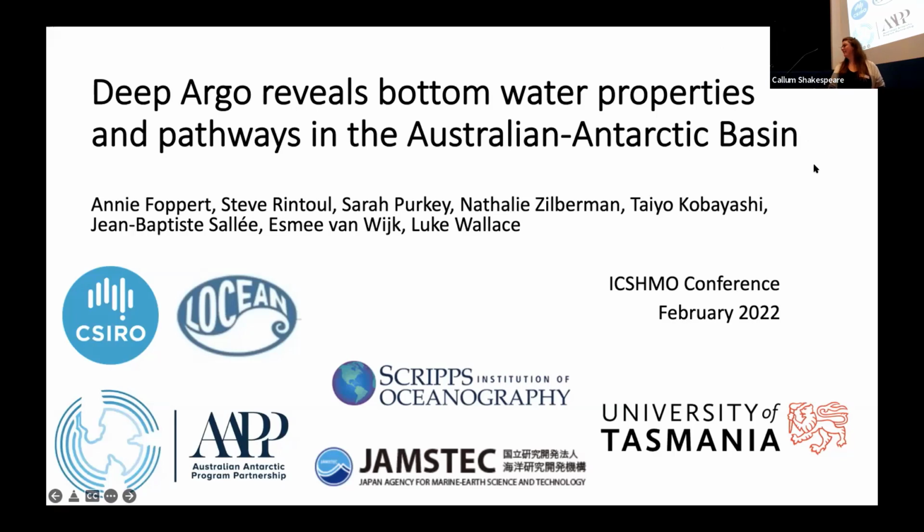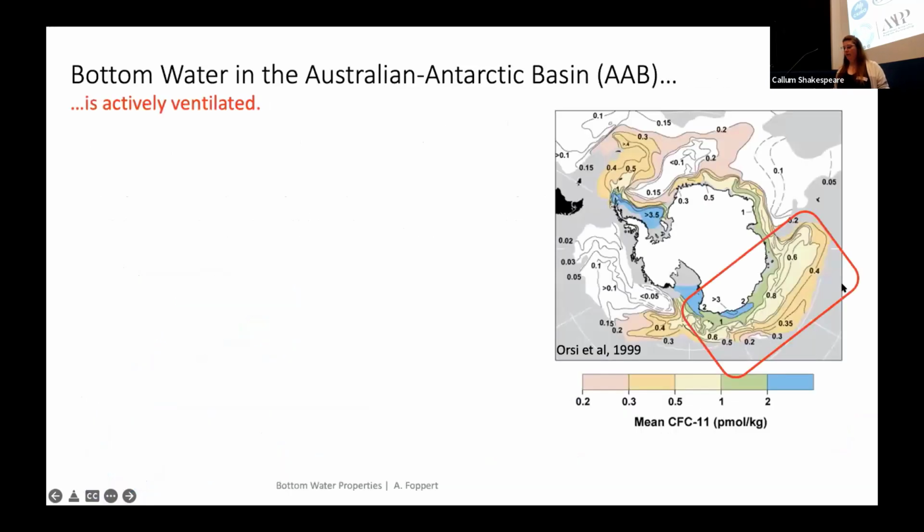And so it's using a pilot array of deep Argo floats to look at the water mass properties of Antarctic bottom water and the circulation pathways in the Australian Antarctic Basin, which is just south of Australia, near Antarctica. And so I think a lot of people in this room know how important the formation and export of Antarctic bottom water is.